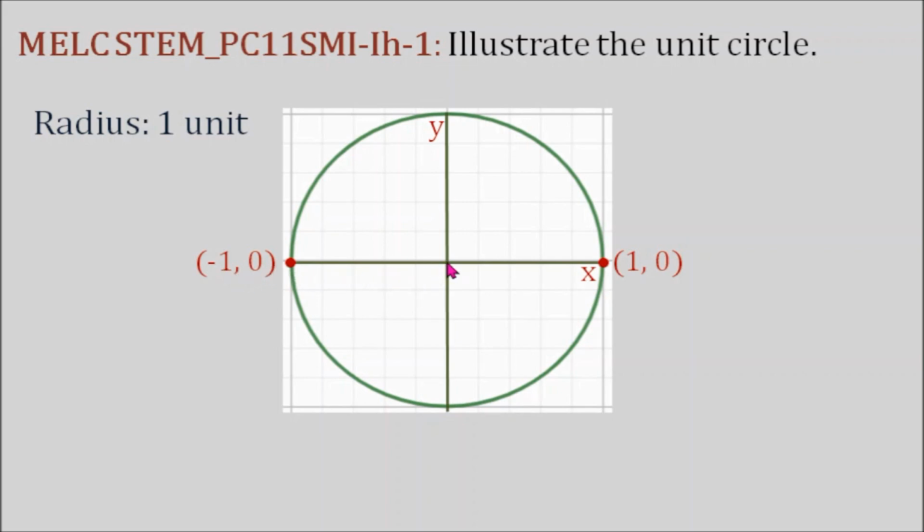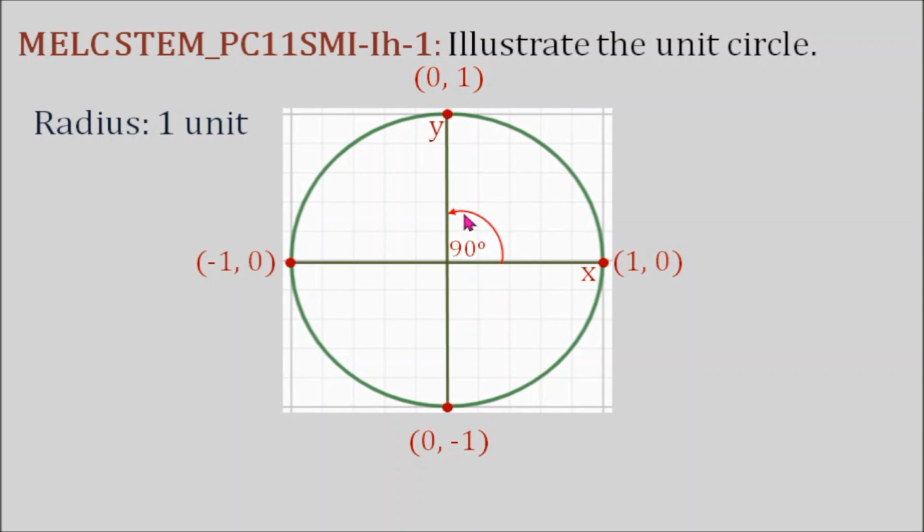And from this origin again to this point is equal to 1 unit. So the coordinates of this point here are 0 and 1. And also from the origin to this point is 1 unit. So the coordinates here are 0 and -1.